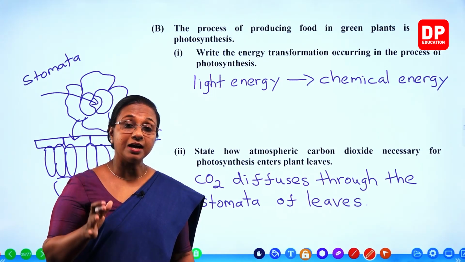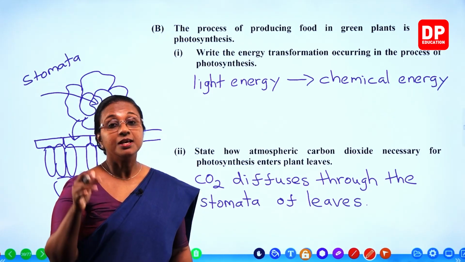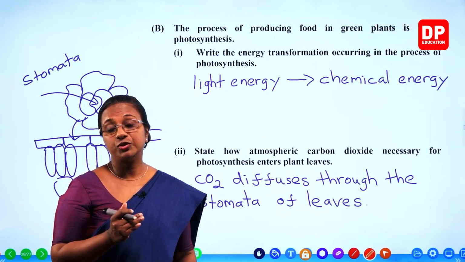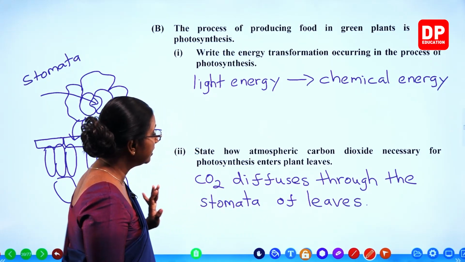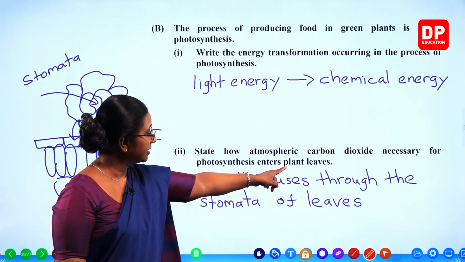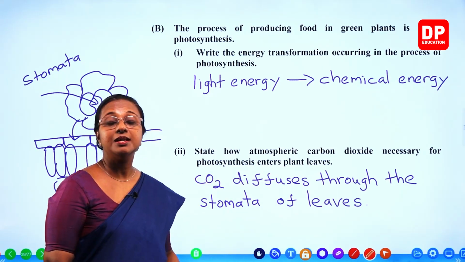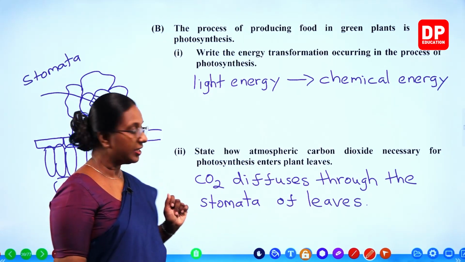And also in young plants where the stem has chlorophyll, chloroplast, there are stomata in the stem also. So, photosynthesis can also take place there. But it is mainly through the stomata of the leaf. So, here we can answer that as leaves because they have asked how it enters plant leaves. Is that clear, students? So, with that, I'll move on to the next part.